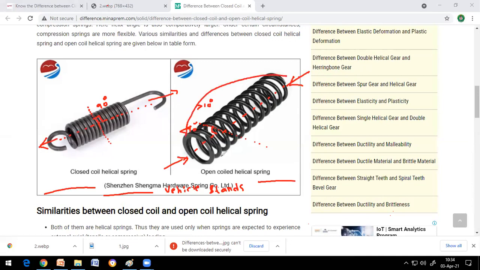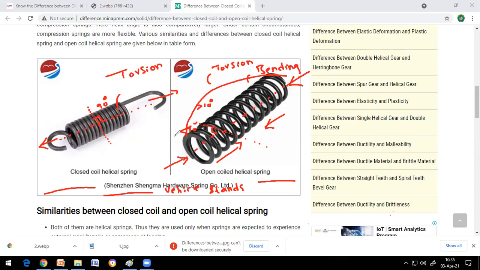Along with there will be a possibility of compression. That's why these are examples for torsion and these are examples for bending also. But these springs will only be subjected to torsion and twisting anamata. Okay, so that's what we have to understand about a closed coil and an open coil helical spring.